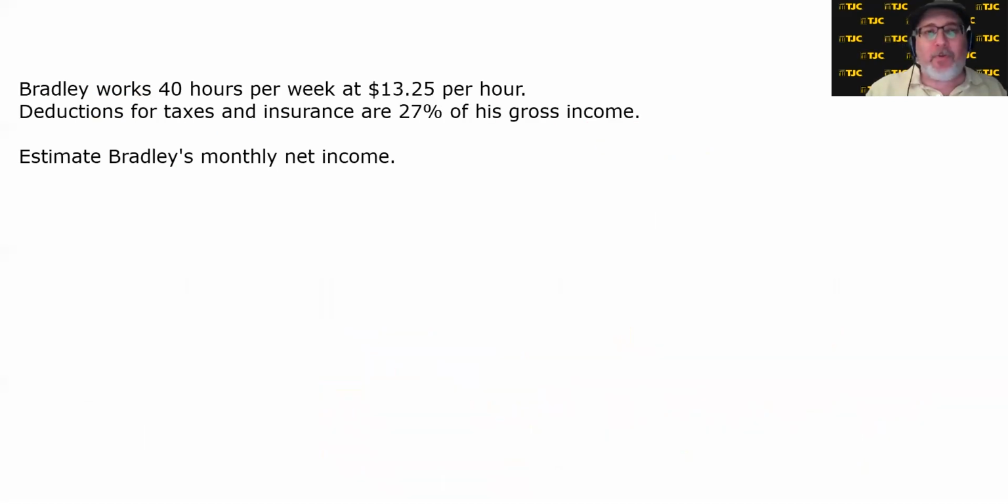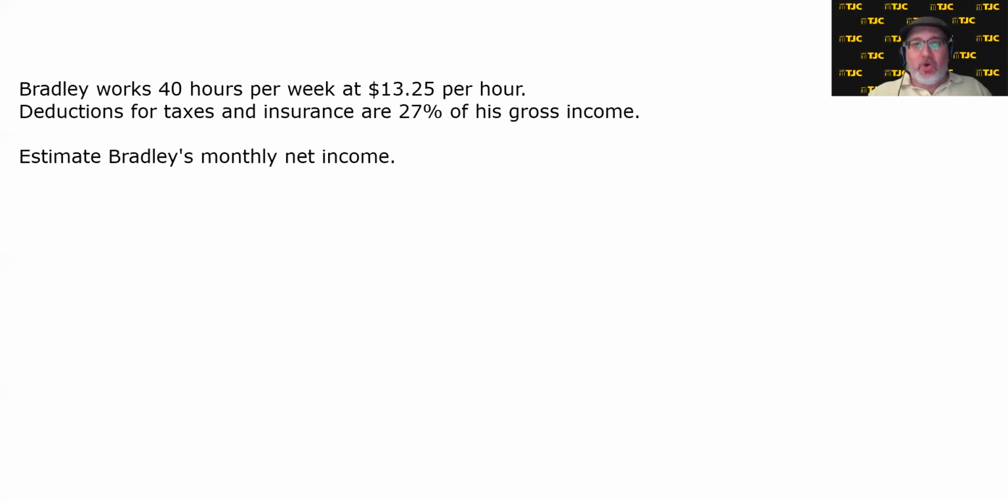Bradley works 40 hours per week at $13.25 per hour. Deductions for taxes and insurance are 27% of his gross income. Estimate Bradley's monthly net income. All right, so 2 things going on here. Number 1, we can calculate his gross income because we know how many hours he works per week and how much he makes per hour. But if we want his net income, we have to calculate and subtract the deductions. So we're going to have to calculate 27% of something and then subtract it. Then we got to scale it to monthly.